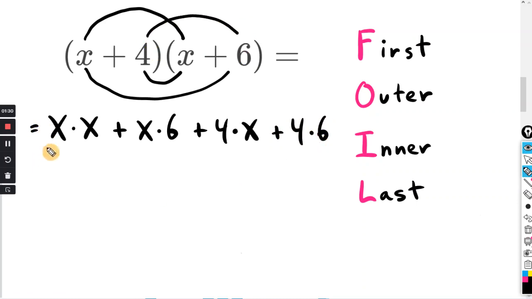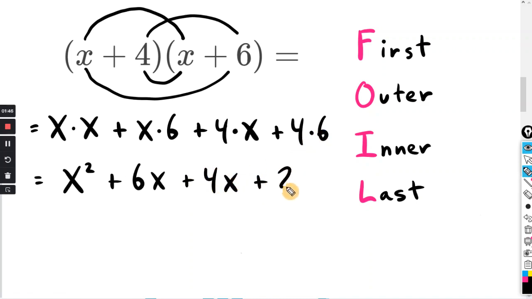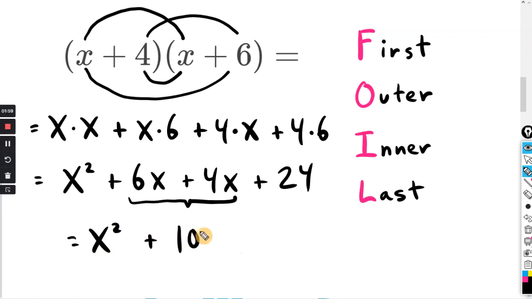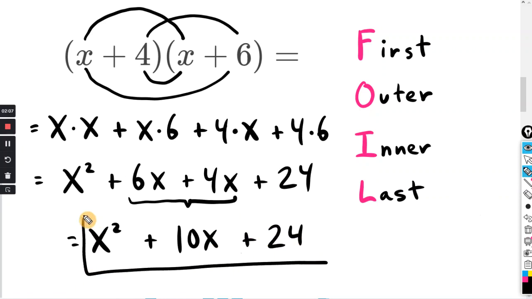All right. So we know x times x is just x squared. x times 6 is positive 6x. 4 times x is positive 4x. And 4 times 6 is positive 24. Combining like terms, there's nothing to combine with x squared. However, 6x plus 4x is going to be positive 10x. And then we have plus 24 on the end. So that's your final answer, x squared plus 10x plus 24.